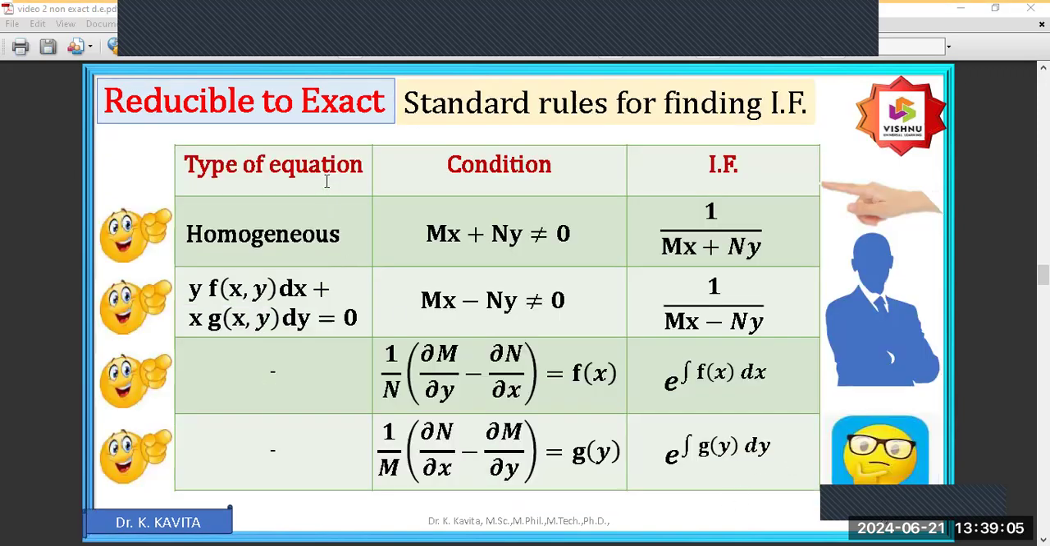So these are all the methods, conditions, types of equations, and IF that we just discussed. These are equations reducible to exact differential equations, also known as the standard rules for finding IF. You can observe that in every method, IF plays a vital role in getting the general solution.